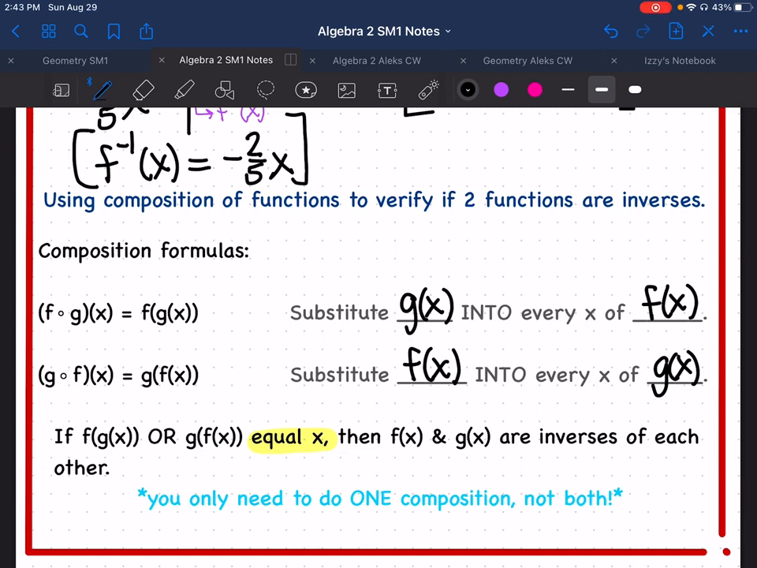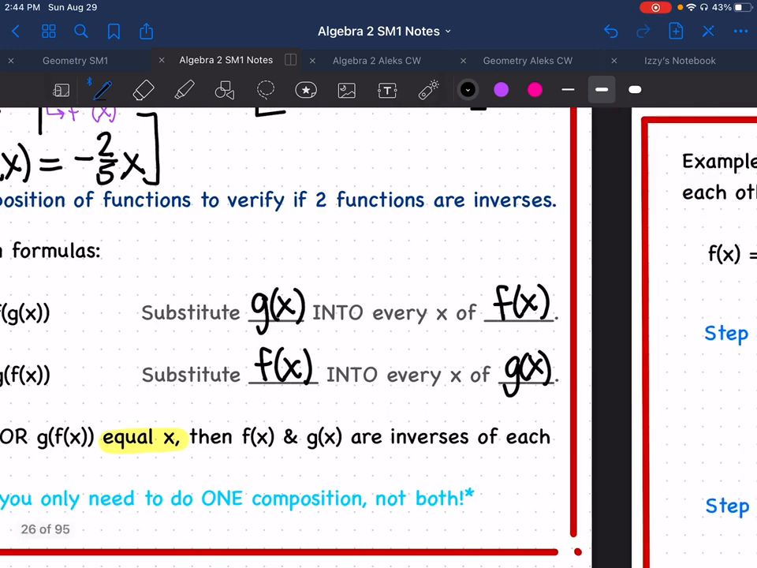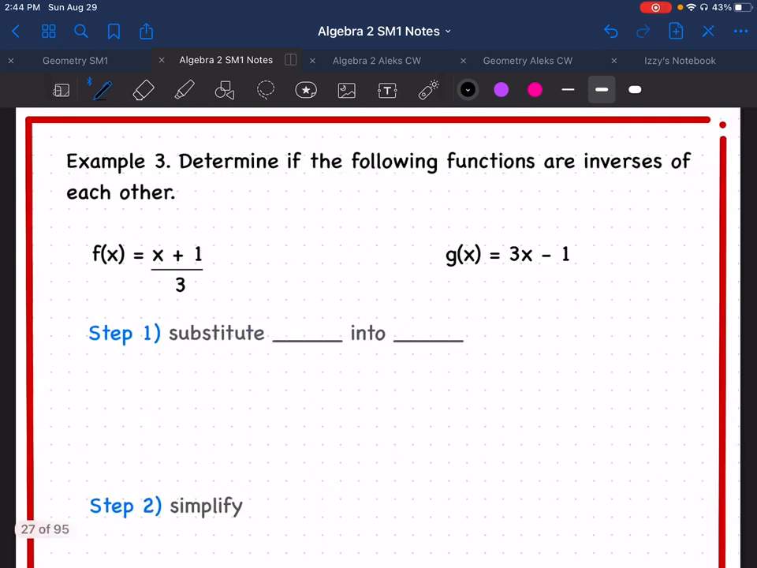No, no, no. You only have to do one of the compositions. Sometimes one looks easier than the other. It's fractions, it's division, it's stuff like that. And it's really just your call. What do you think is an easier substitution? Let's go ahead and take a look at one of them.